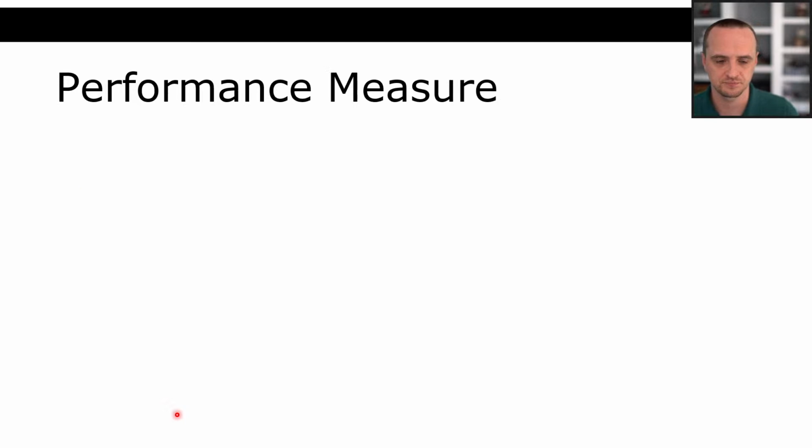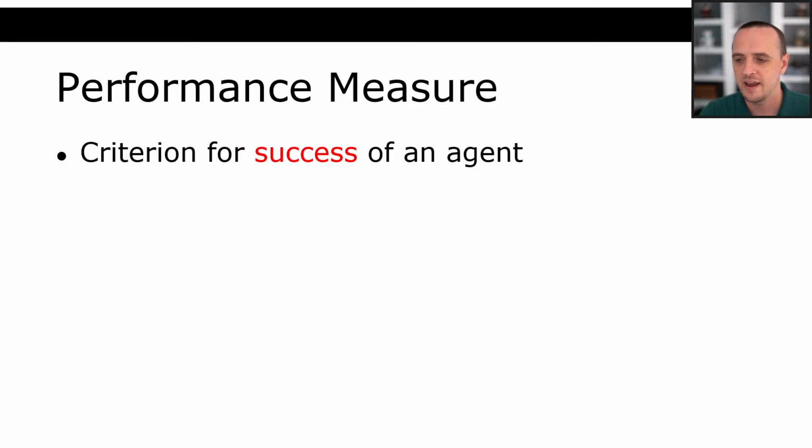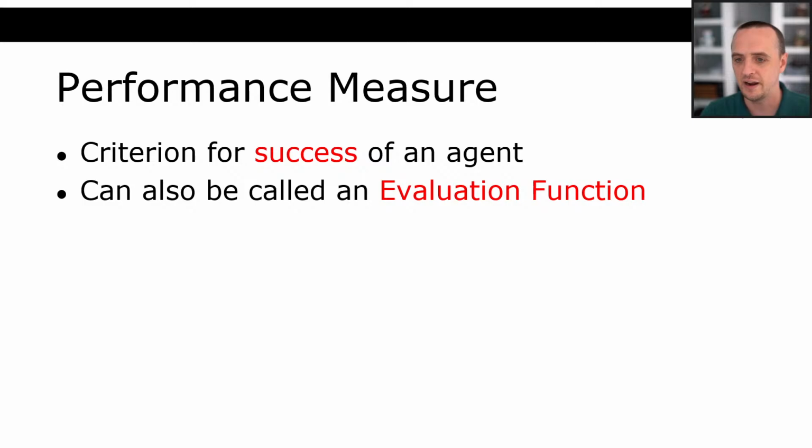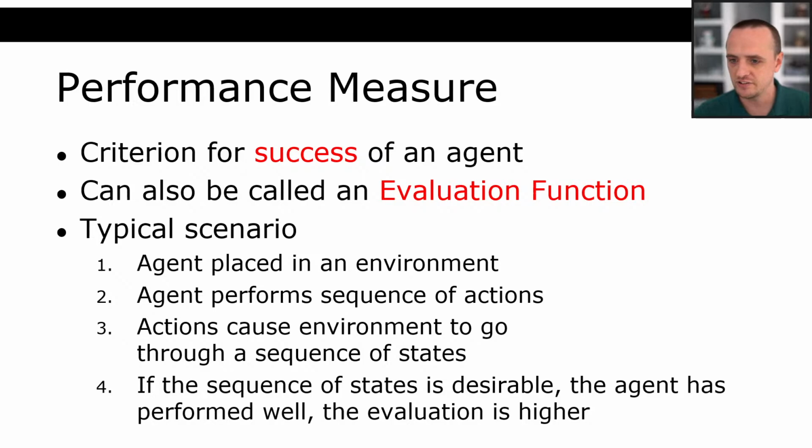So, okay, what is this performance measure then? Let's drill down into that. It's the criteria for success of an agent. It can also be called an evaluation function. So here's a typical scenario. An agent is placed in an environment. That agent is going to perform a sequence of actions. The actions cause the environment to go through a sequence of states. And if the sequence of states is desirable, the agent has performed well and the evaluation is higher, right? So whatever our goal is for our agent, we desire the agent to come closer to that goal, and so our evaluation function has to reflect that somehow.